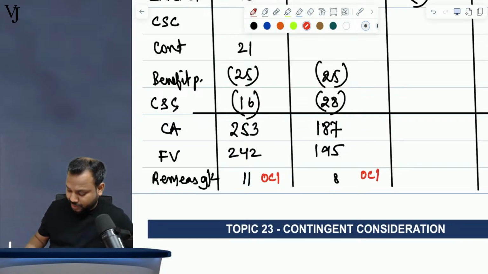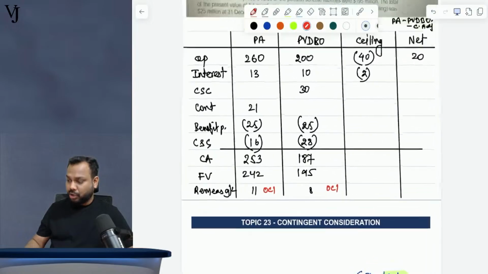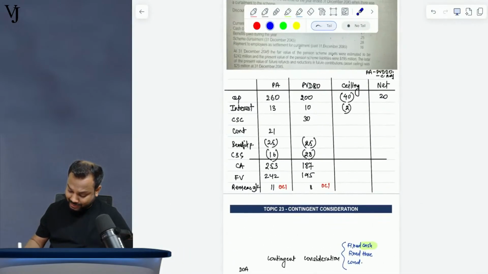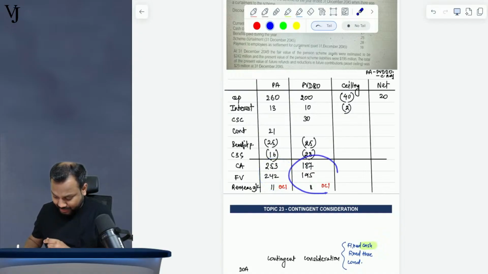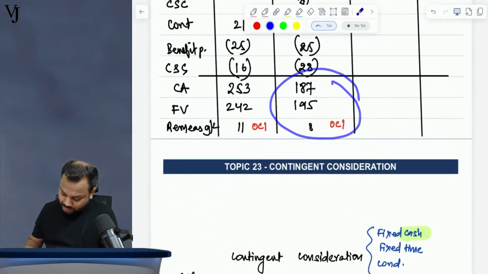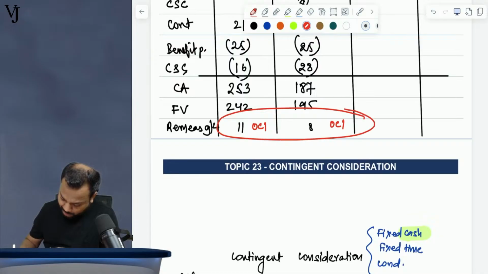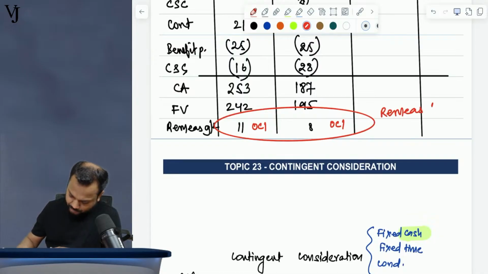Other comprehensive income. Understand, your plan asset is decreasing, it's a remeasurement loss. Your PVDBO is increasing, it is a remeasurement loss. So this is your remeasurement loss, which will be recognized in other comprehensive income.